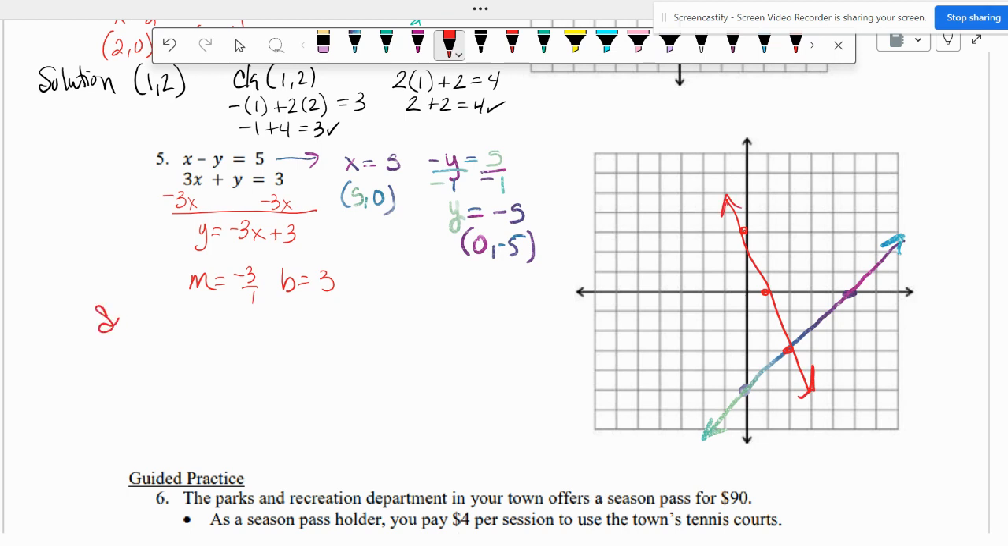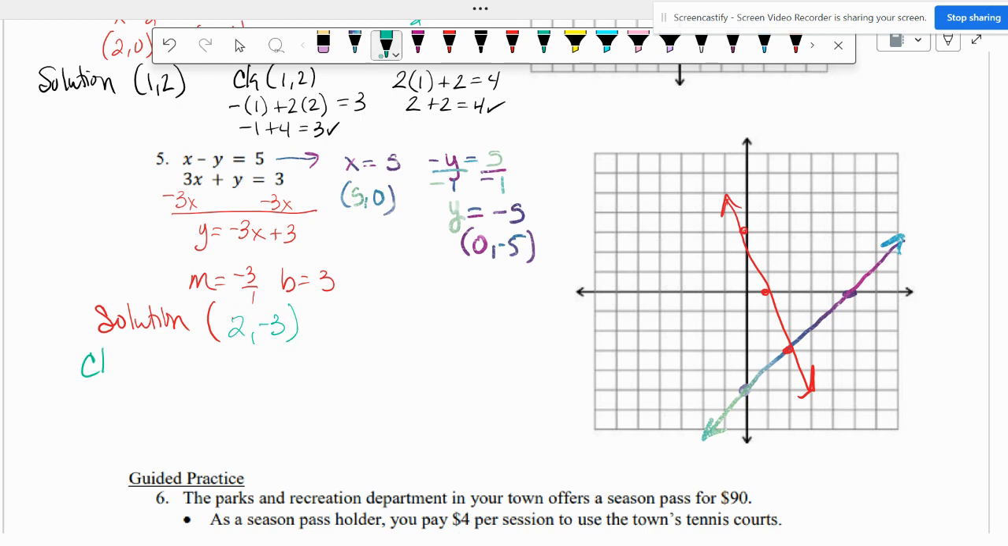So the solution is the ordered pair, oh my goodness, it's the ordered pair positive 2 and negative 3.